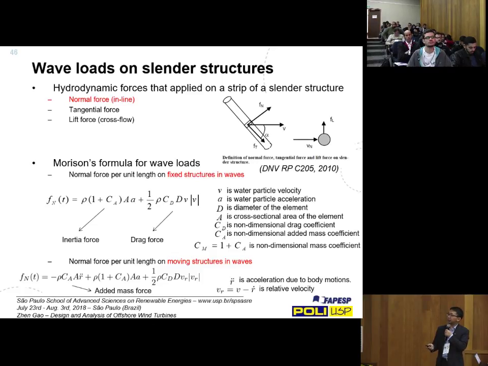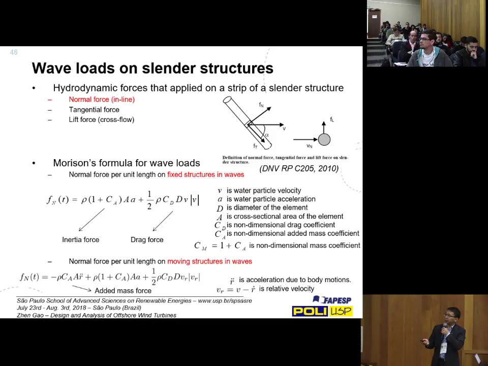As you can see, the inertial force is a linear function with respect to acceleration, while the drag force is a quadratic term with respect to velocity. So that means in relatively large waves, you would have a relatively large contribution of the drag term. Otherwise, the inertial force is dominating. That is important to understand, because there are different contributions for small waves and large waves.